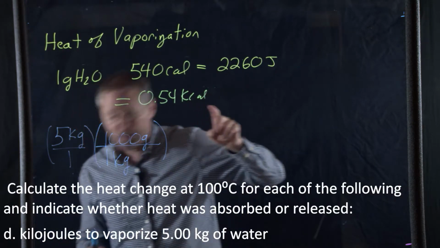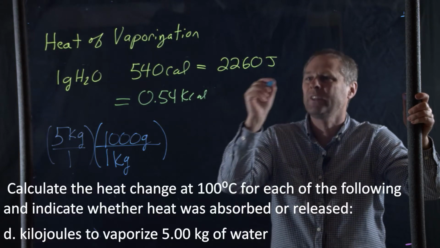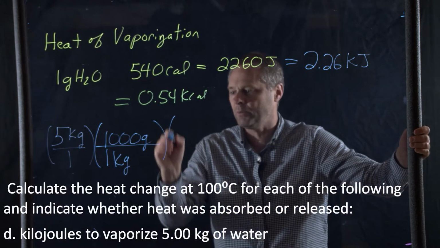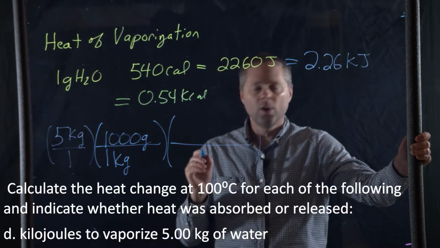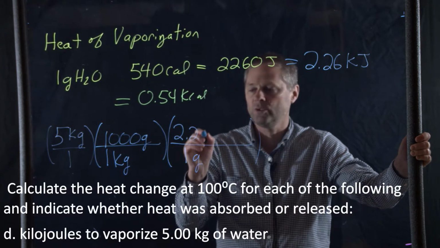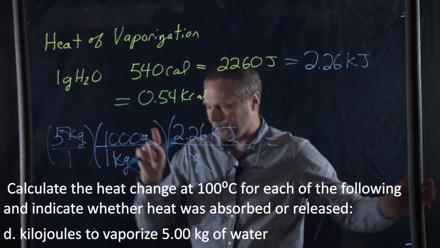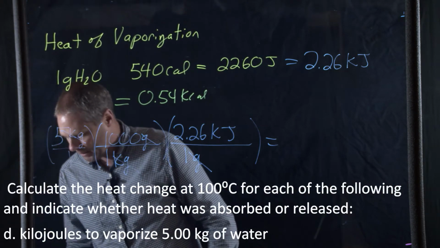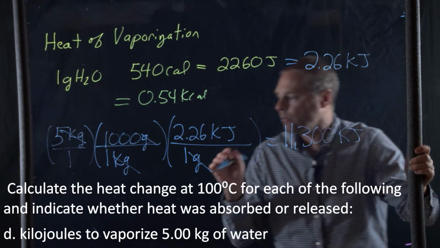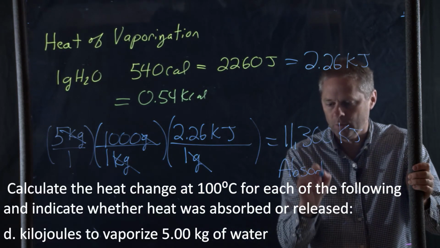Once again, we are given 2,260 joules. We need to convert that into kilojoules, so that becomes equal to 2.26 kilojoules. So we could just simply do that arithmetic. And so for every 1 gram of water, this requires 2.26 kilojoules. We see that the grams cancel, the kilograms cancel. We go through and do this arithmetic, and what we end up getting is 11,300 kilojoules. And once again, this is vaporizing, so that means that the water has to absorb this amount of heat, so this would be absorbed.